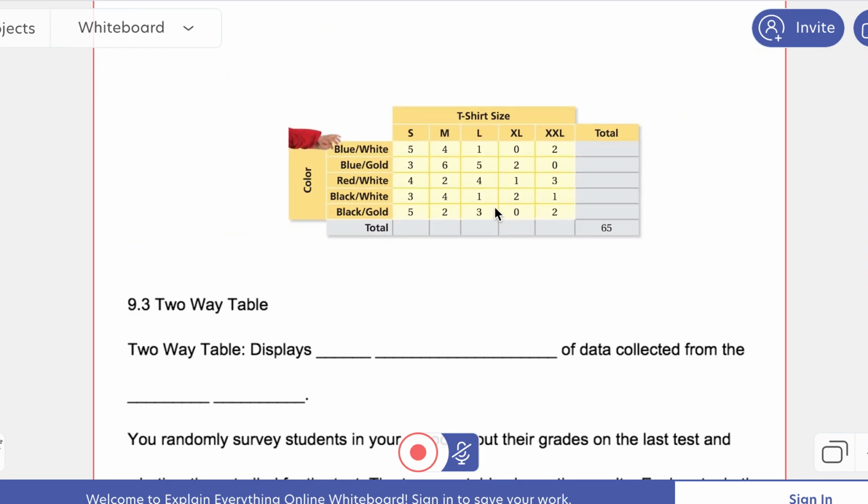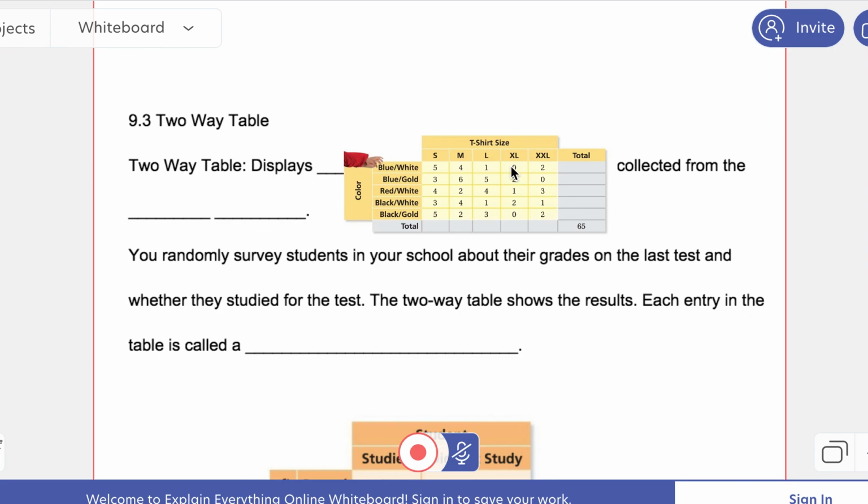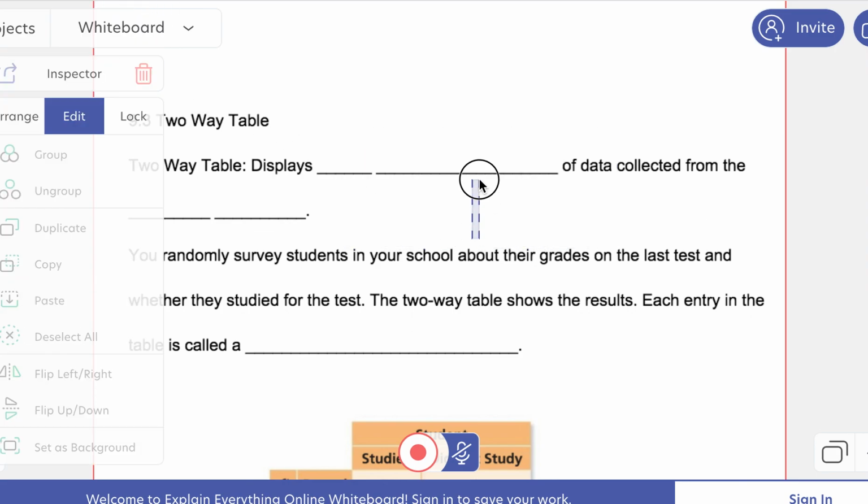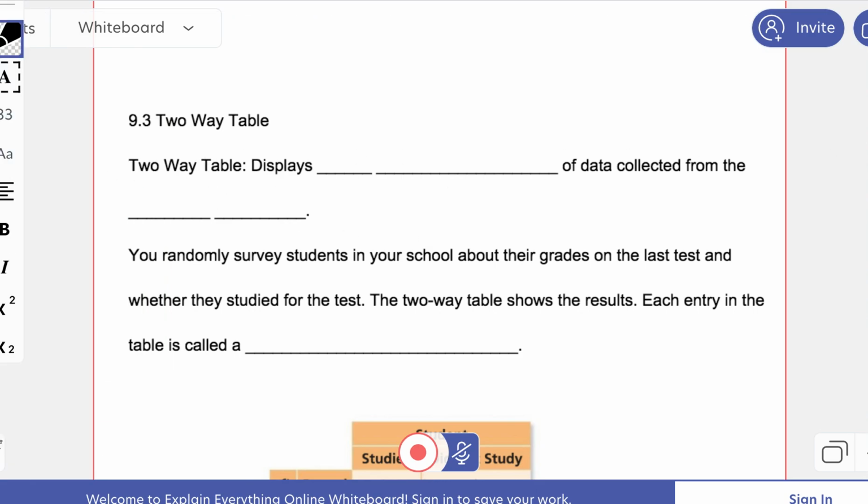So let's see if we can minimize this and delete. All right, I want to get into our notes for today, so you guys should have this blank copy filled out, and let's get after it. Go ahead and you can fill in along with me.